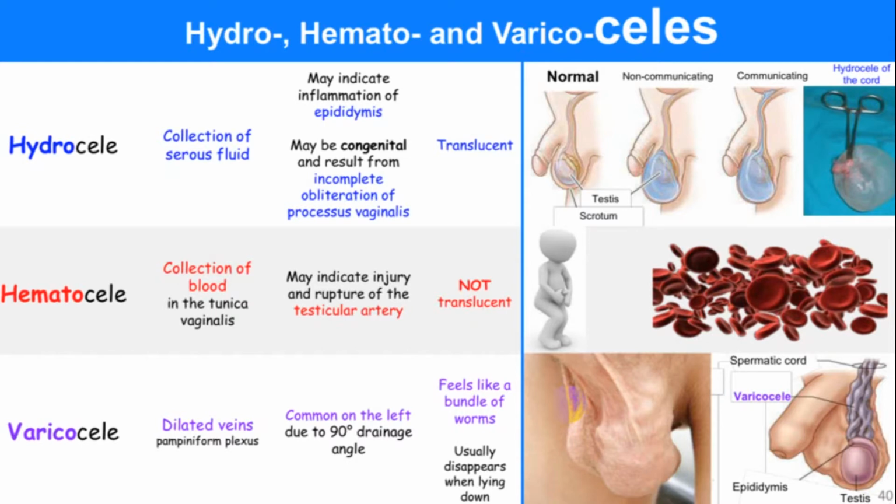Hydrocele may indicate inflammation such as epididymitis, or may be congenital and result from incomplete obliteration of the processus vaginalis. Hematocele may appear due to rupture of the testicular artery or trauma, and varicocele is common on the left due to the 90 degree drainage angle.